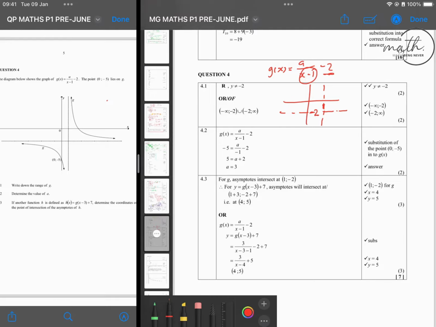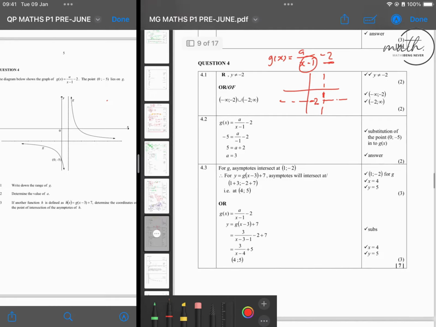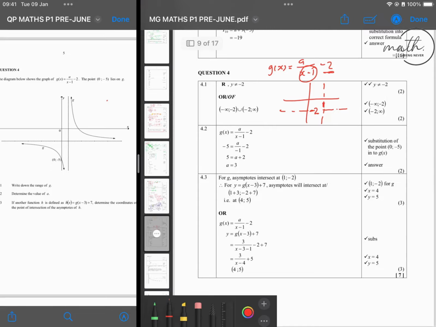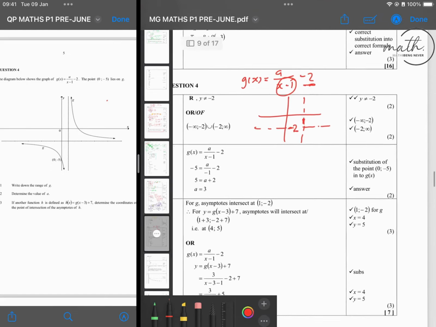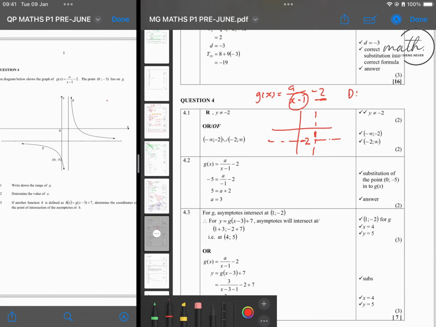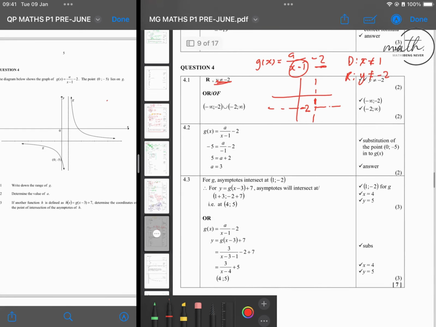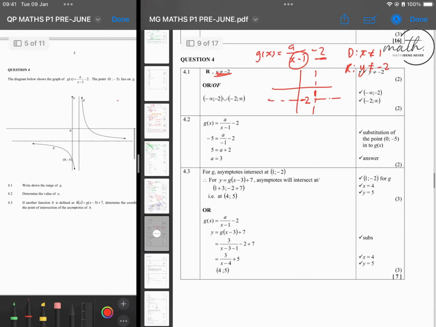So now you already have where the dotted lines are. Now they are asking you for the range. For the range, you just need to know that domain and range are defined by those dotted lines. The domain, they're not asking for it, but x is not where the vertical line is, on 1. For the range, y is not the dotted line, negative 2.